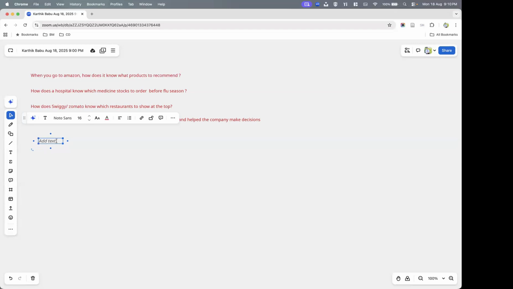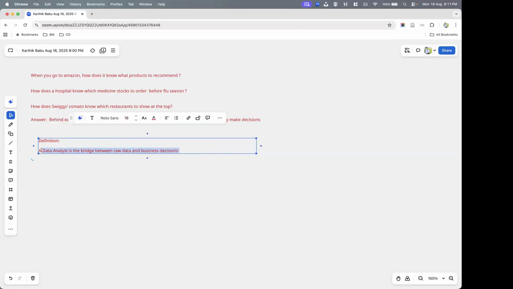So can I define what data analysis is? I'm giving a definition for data analysis. The definition says that a data analyst is a bridge between raw data, meaning it is not in a useful format, and business decisions. He's trying to connect, or bridge, raw data and business decisions. If you are able to understand this, I will be discussing it in more detail.